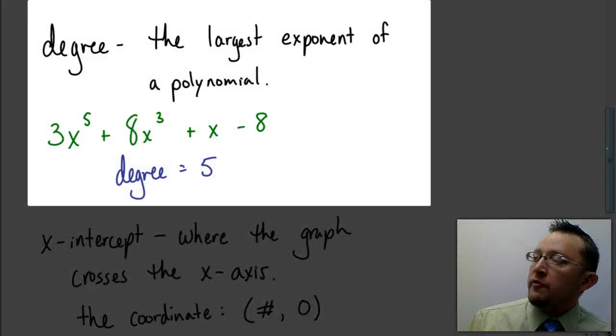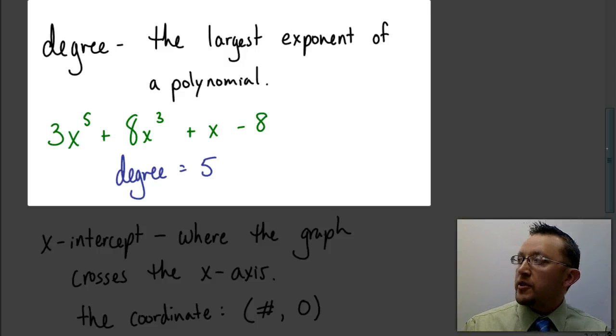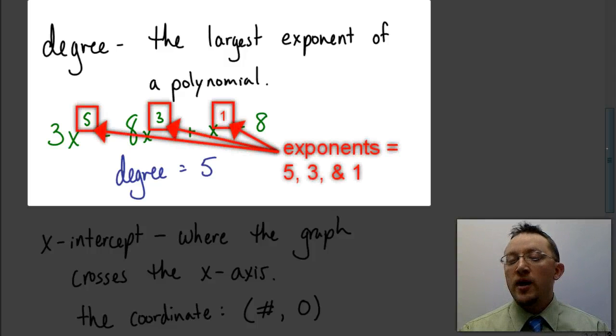First off, we can see the definition there of a degree. A degree is the largest exponent of a polynomial. So here's an example in green of 3x to the 5th power plus 8x cubed plus x minus 8. And as I look across and I look at those exponents, the largest exponent is a 5. So we would say that this is a polynomial of degree 5.